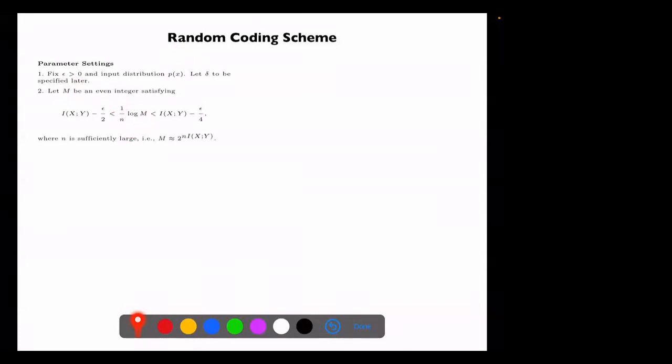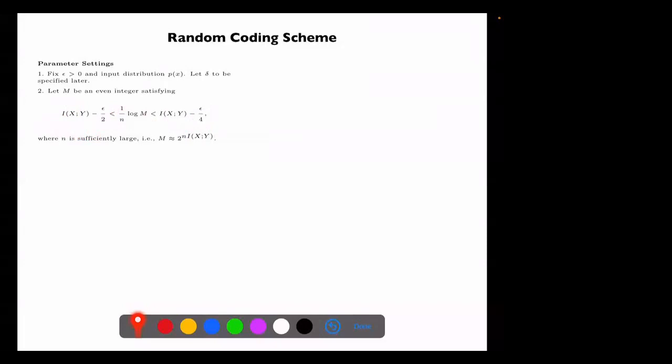On the one hand, it is greater than the mutual information minus epsilon over 2. On the other hand, it is less than the mutual information minus epsilon over 4. Now, 1 over n times log m is the rate of the code. We want the rate of the code not to exceed I(X;Y), so it is less than I(X;Y) minus epsilon over 4. At the same time, we want it to be close to I(X;Y), so it is larger than I(X;Y) minus epsilon over 2.